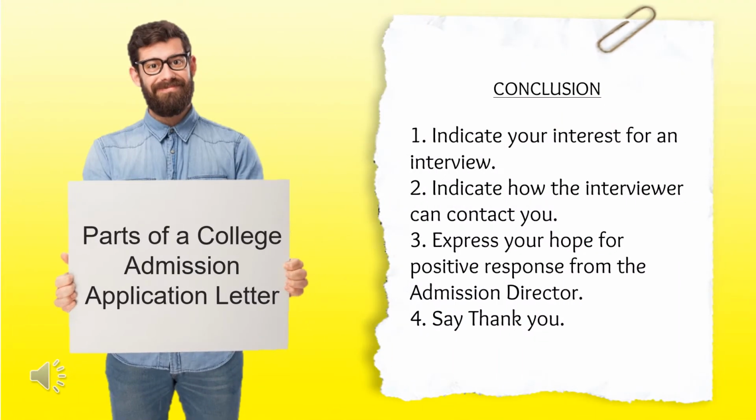The last part of your college admission application letter would be the conclusion. Here, you need to indicate your interest for an interview, of course, because you are eyeing for that university to become part of. Second, indicate how the interviewer can contact you. You can provide your personal contact number or your email address if you want them to send you an email. Third, express your hope for a positive response from the admission director, definitely. And last, say thank you at the end of your application letter.